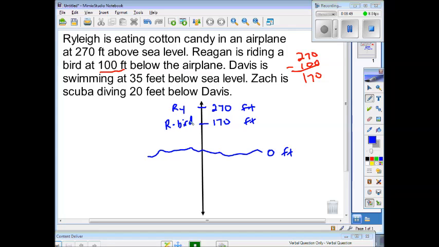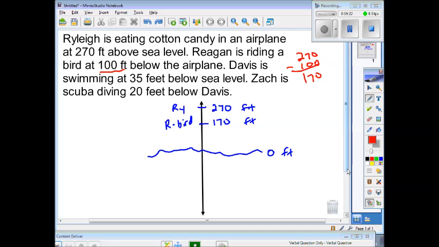Now let's keep going here. Davis is swimming at 35 feet below sea level. Somebody describe to me where Davis is swimming based on the number line. In the negative. So do we know that's below what? Below what, guys? 0. So does everybody agree that both Davis and Zach are going to be somewhere below here? Okay, that's a good start. I like that. Okay.